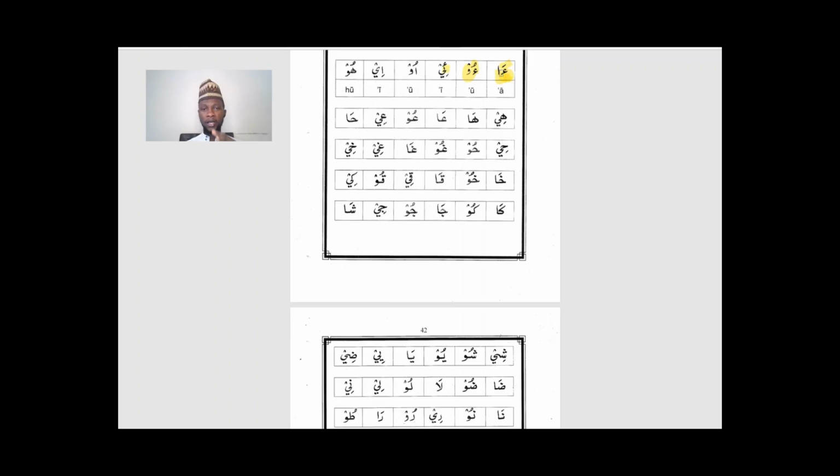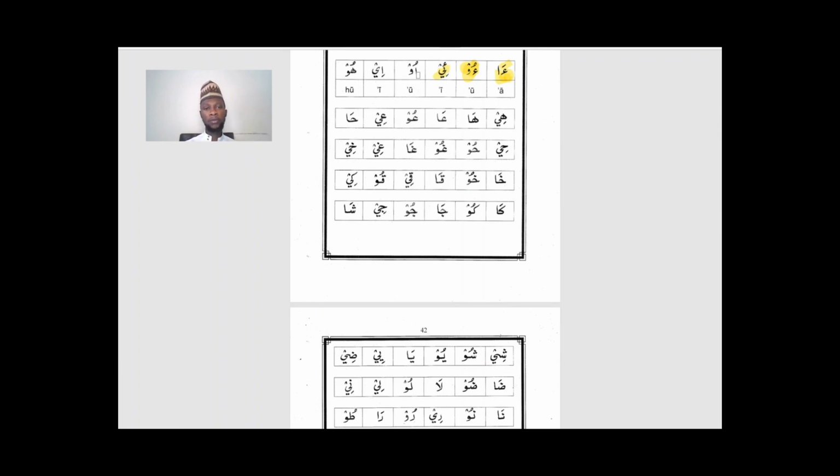What does this mean? Fatha and alif work together. Damma and waw work together. Kasra and ya work together. Anything aside from this has nothing to do with this; it is another thing entirely.